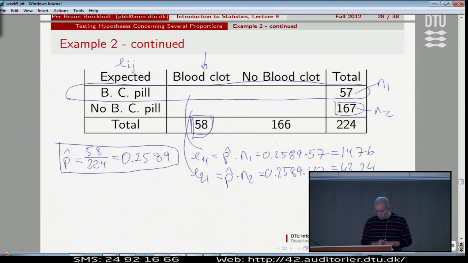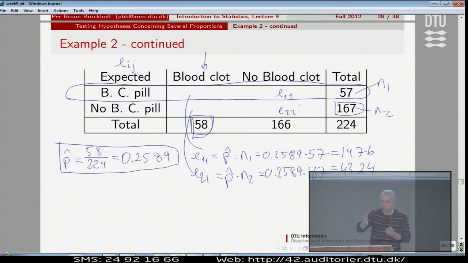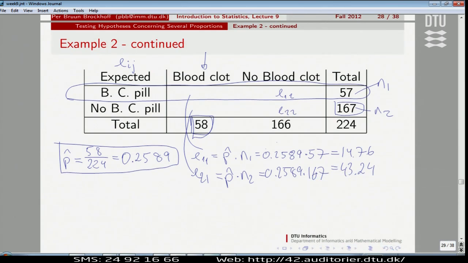And then I do it again. I find also E12 and E22 in the same way. They should match the marginals of the table, as you could also say, the totals of the table.